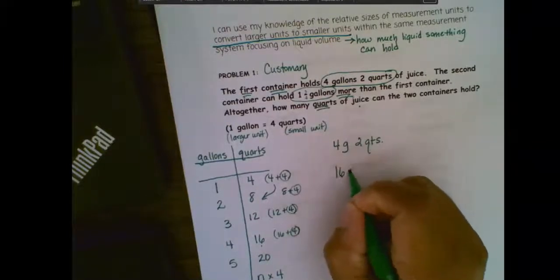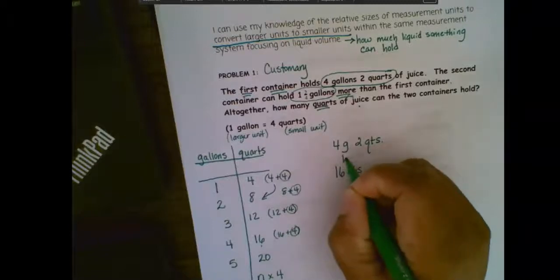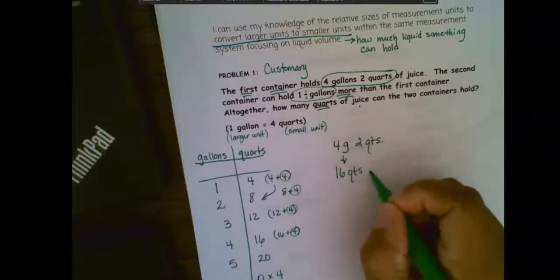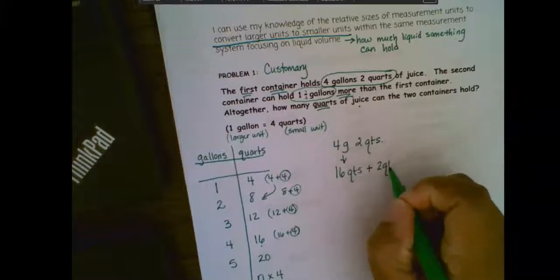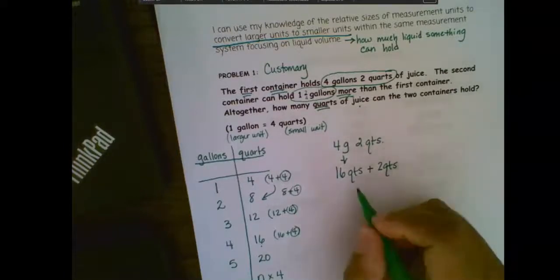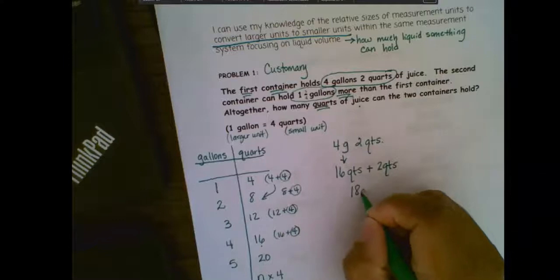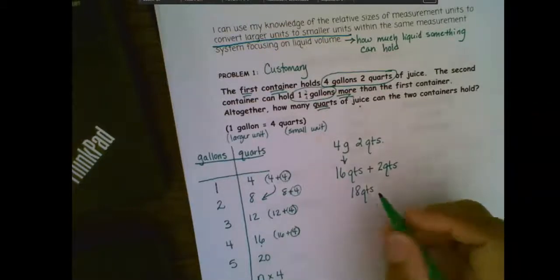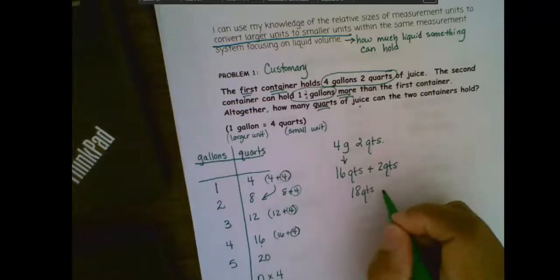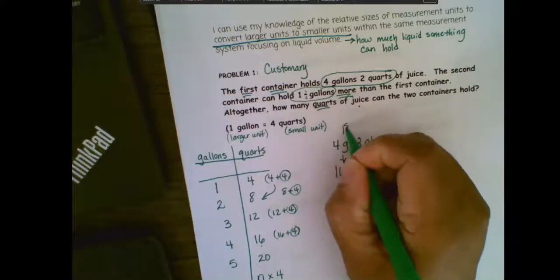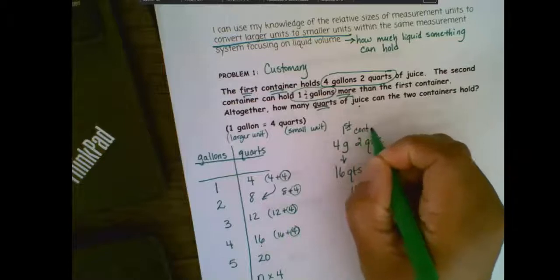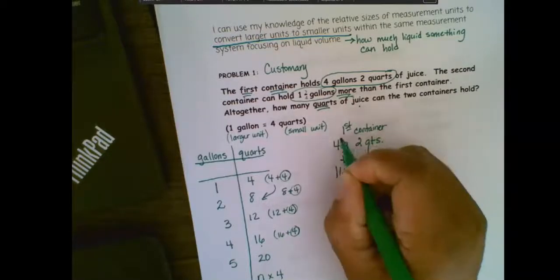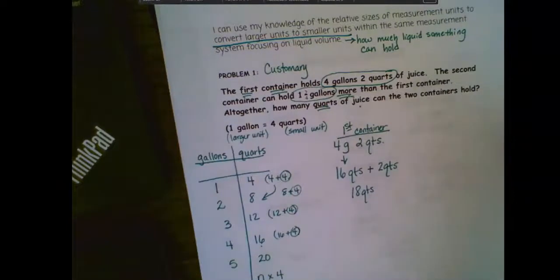So 16 quarts, but I need to add those 2 quarts, and that gives me a total of 18 quarts. Okay? And this 18 quarts is how much is in my first container. That's in my first container.